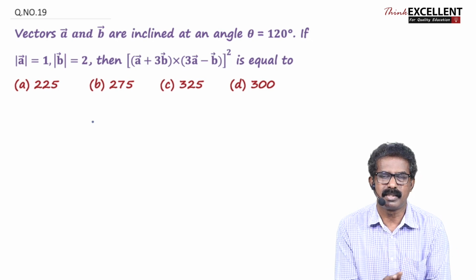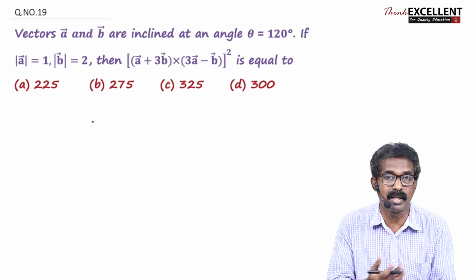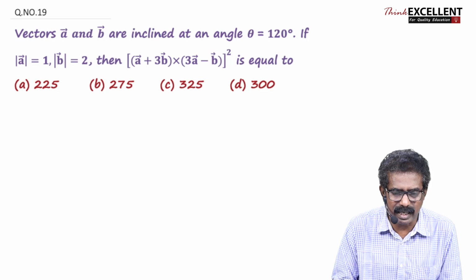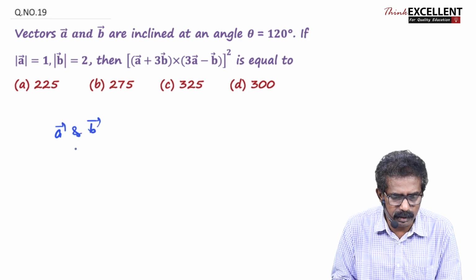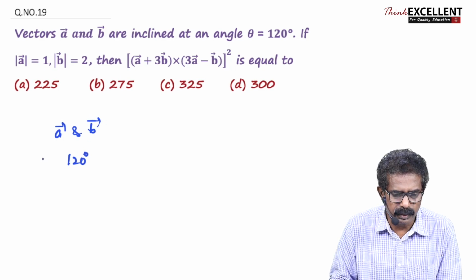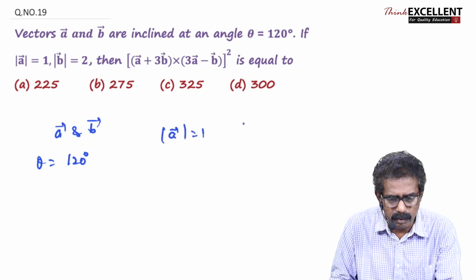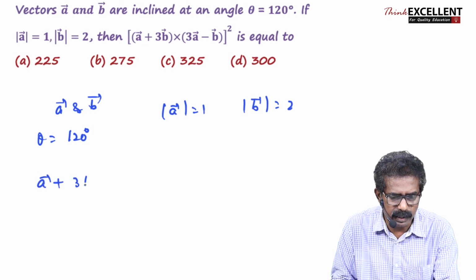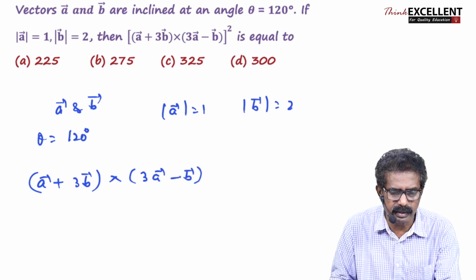Question number 19, you see. Before doing this sum, what is A vector cross A vector? A vector cross A vector is 0 vector. What is A vector dot A vector? A square, right? So A vector and B vector are inclined; the angle between A vector and B vector is 120 degrees. Modulus A is given as 1, modulus B is given as 2. They asked to find A plus 3B cross 3A vector minus B vector, the whole square.